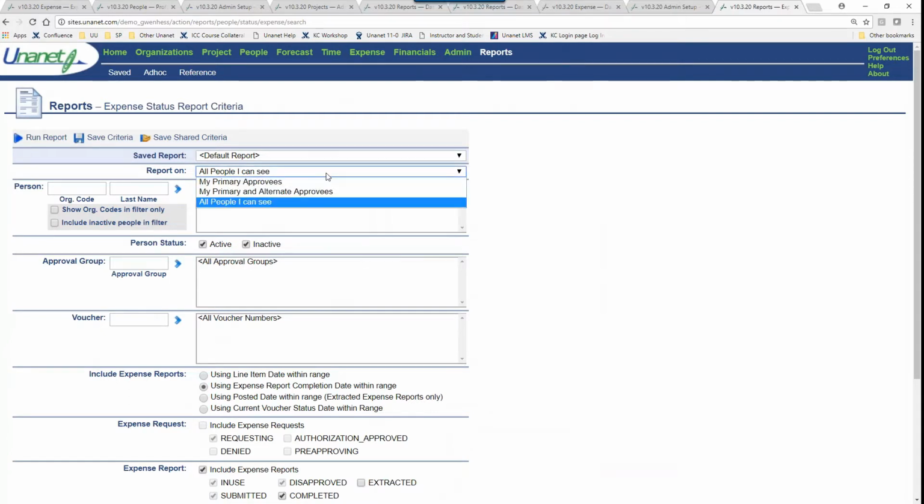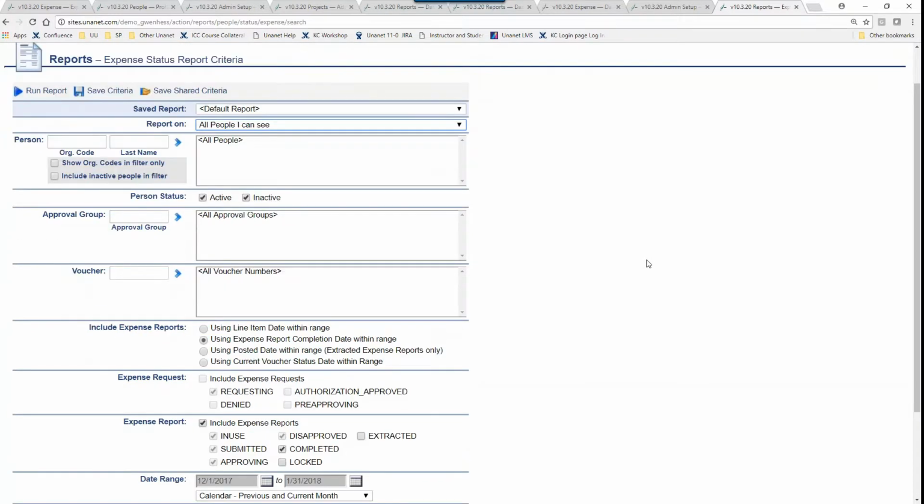I can come in here and look at only those that I am approving, those in my approval group, or maybe those that I'm approving as an alternate for someone else. So I could look at that wider scope, or maybe I'm someone who can see a broader group. Maybe I have the capability of running a report for everybody in my division or everybody in the company. So I might say, let me look at that.